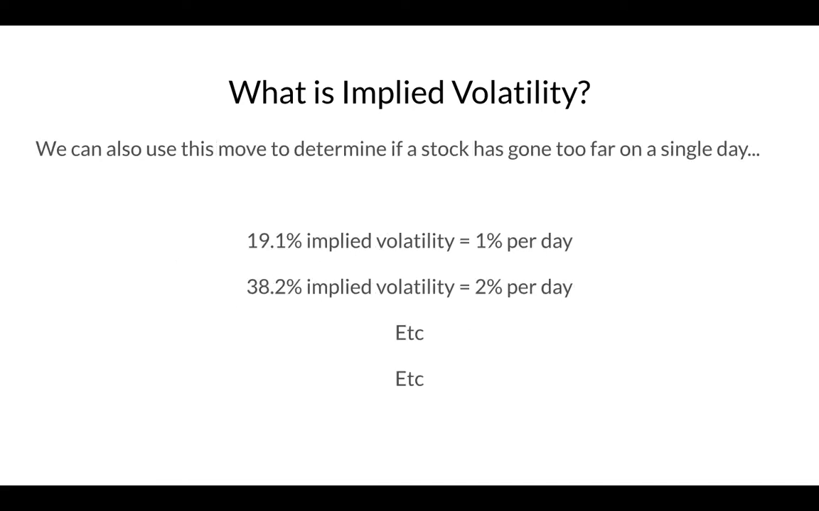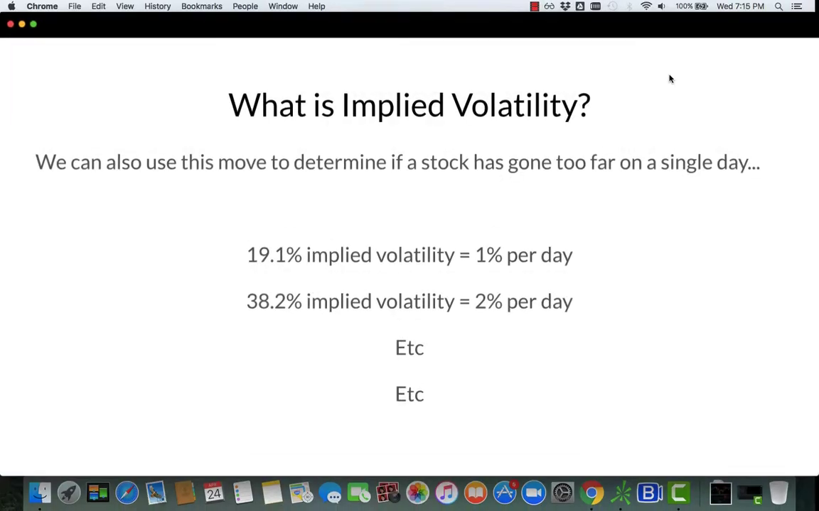Now, how can we extrapolate this down to a given day? Because the whole point of this video is, did that stock really have a quote-unquote precipitous fall today, or did it shoot out of a cannon today? The way we can figure that out very quick and dirty is by using a rubric, a legend like this. We can also use this to determine if a stock has gone too far on a single day. So here's the deal. A 19.1% implied volatility of a stock is a 1% move per day. Okay, a 1% move per day.